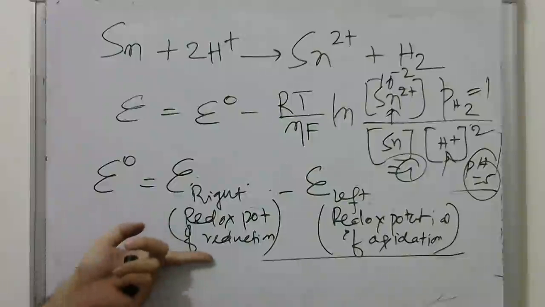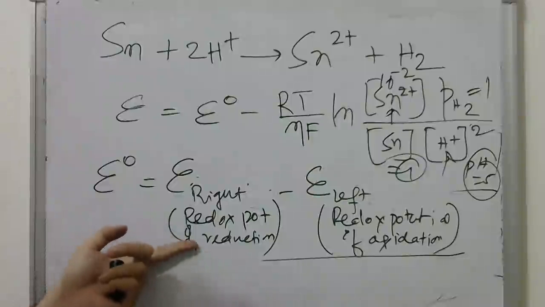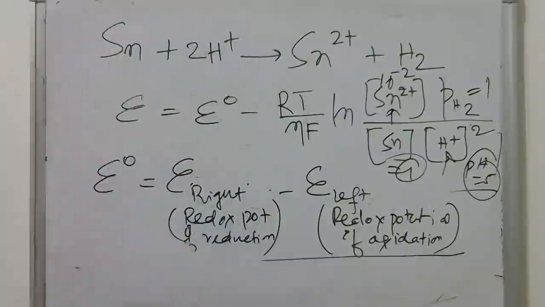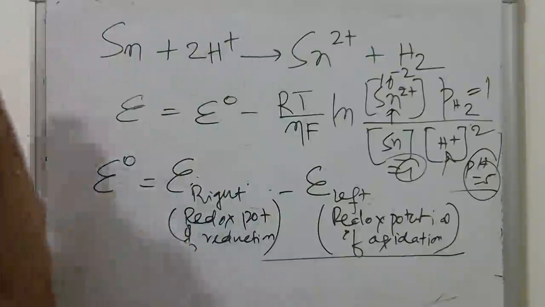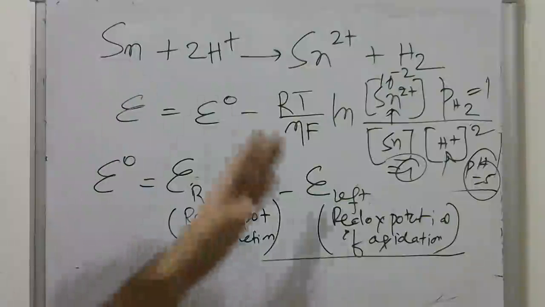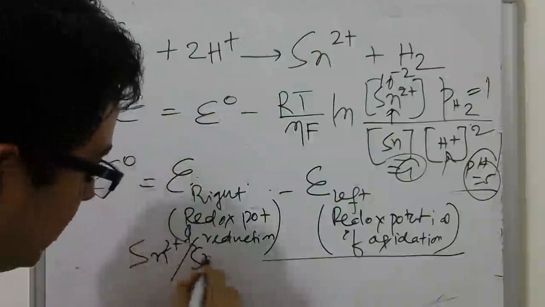So the redox potential for this one, Sn2+, or for this reaction, a combination of hydrogen and Sn. So I don't know about this; I need to find out what the redox potential is. So redox potential for Sn. Sn2+ is normally written as Sn.